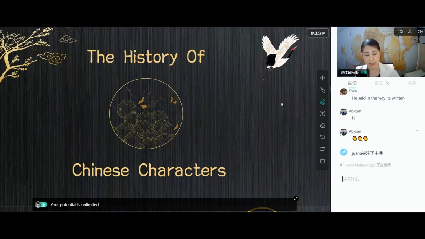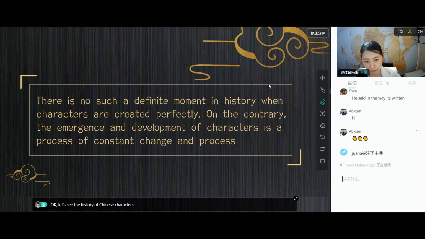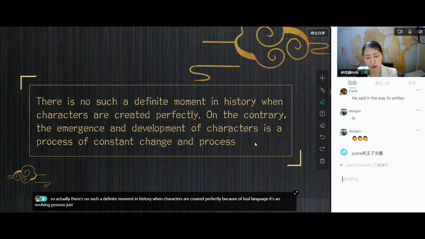Okay, let's see the history of Chinese characters. So actually, there's no such definite moment in history when characters were created perfectly, because language is an evolving process. Just like nowadays, the language is still evolving and changing because the society is changing, it's always changing.